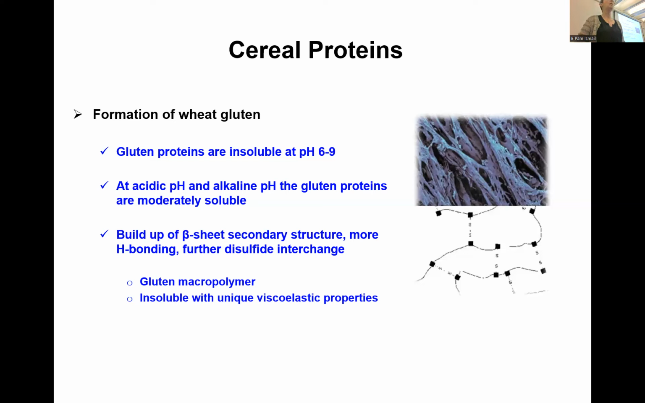Can I have a question? Yeah. So it's the combination of glutenin and gliadin that makes gluten, correct? Yes. By themselves, they won't have that viscoelastic network. I'll show you how they look by themselves. You guys are ahead of the game.